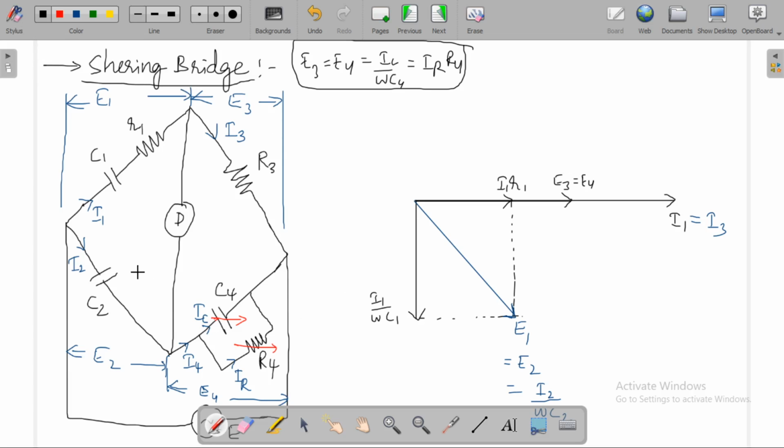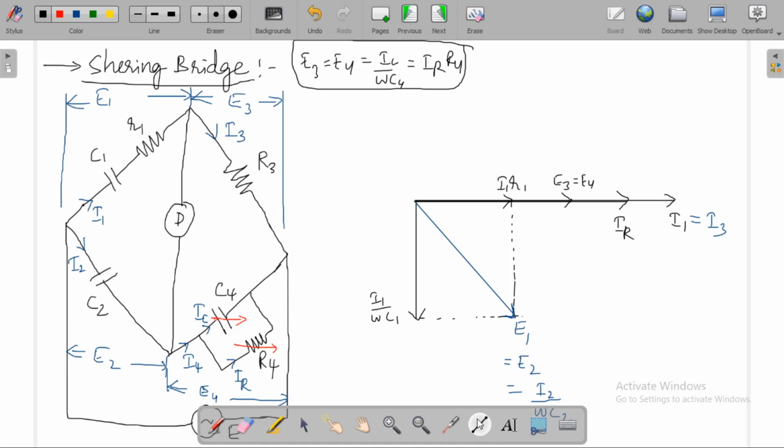Okay, now coming to this, how can I have this IR? We have phasor E4. Anyhow, this E4 will be in phase with IR because E4 is the voltage across this R4. So E4 will be in phase with IR. So this will be IR.